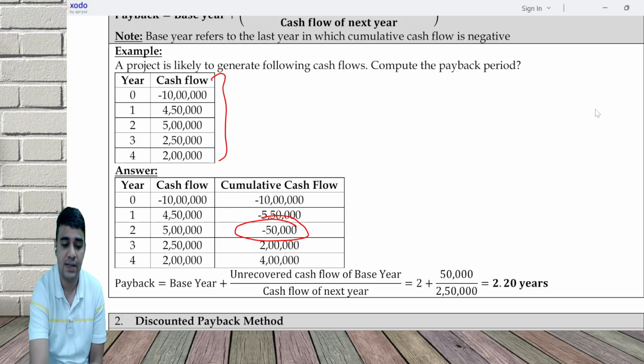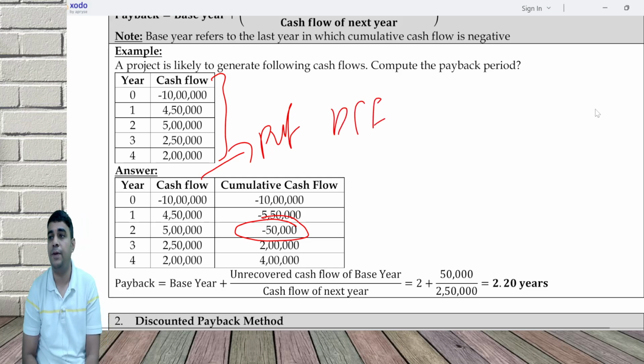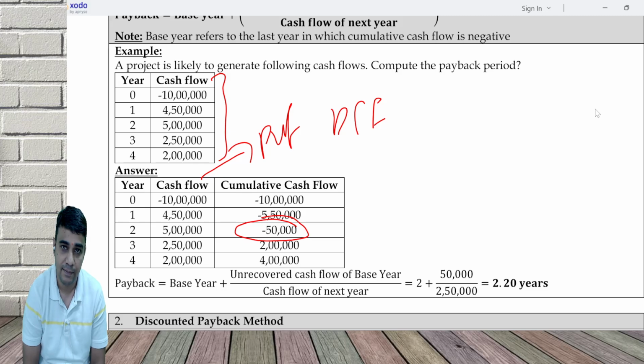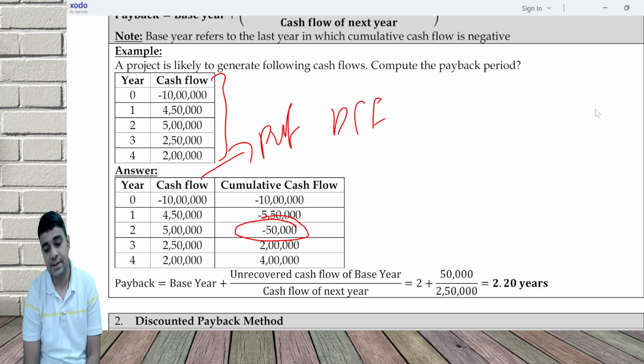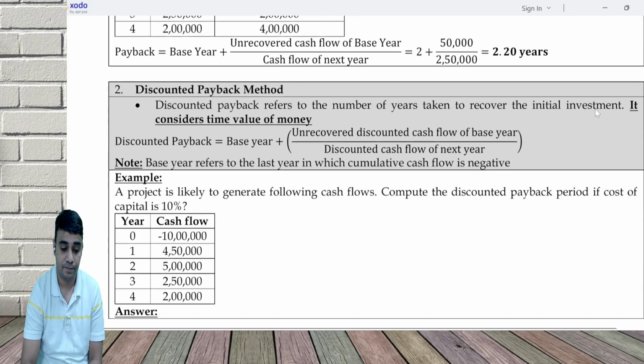Exactly the same thing, just that you will have to do PVF and DCF. Because of this, you will calculate cumulative discounted cash flow. Formula remains the same: base year plus unrecovered discounted cash flow of base year, divided by discounted cash flow of next year.